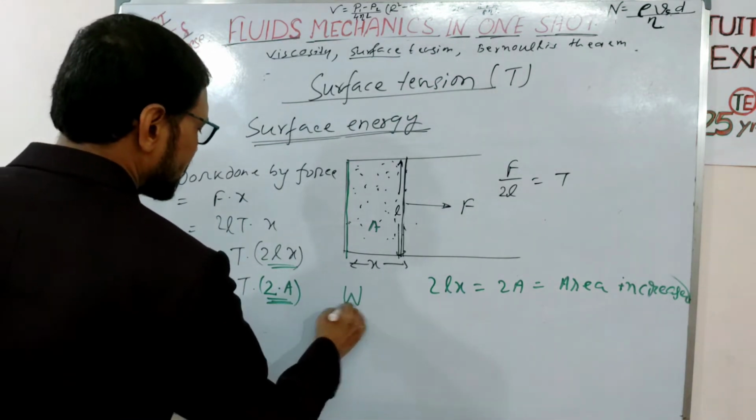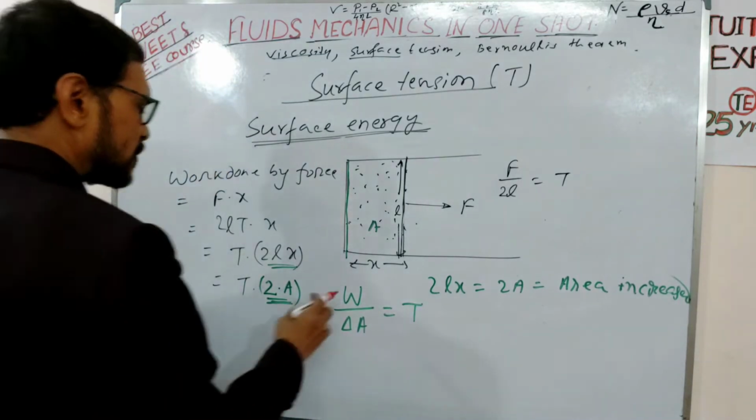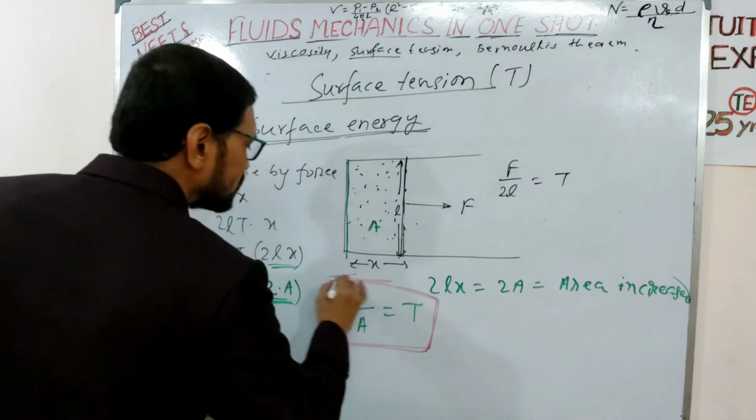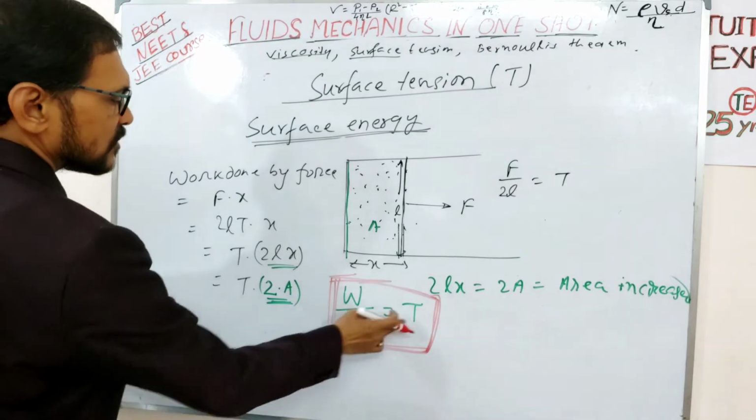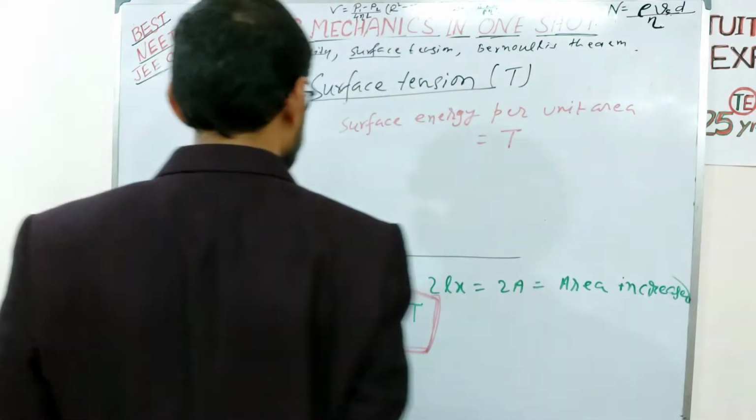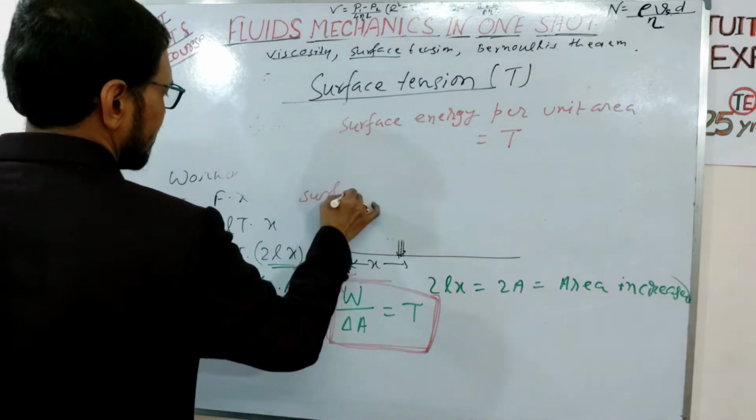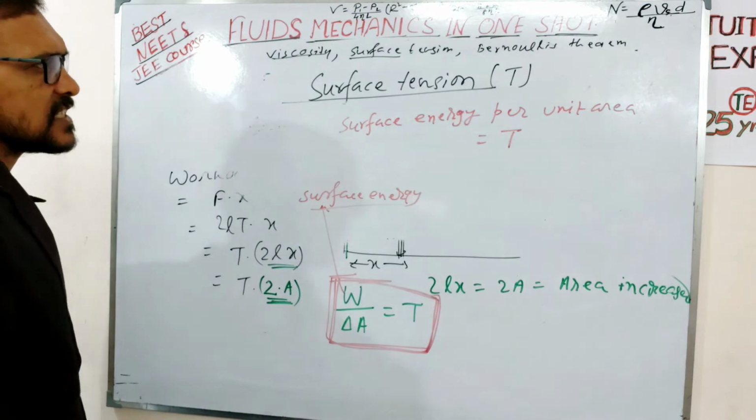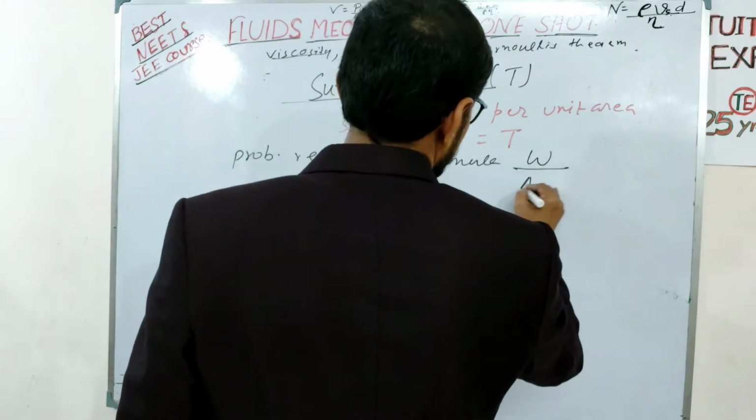So W by the increased area del A equals 2T. This is the important formula, and we use it to solve problems. Work done by increased area equals surface tension, T means surface tension. Work done equals surface energy. Surface energy per unit area equals surface tension, W by del A equals T.